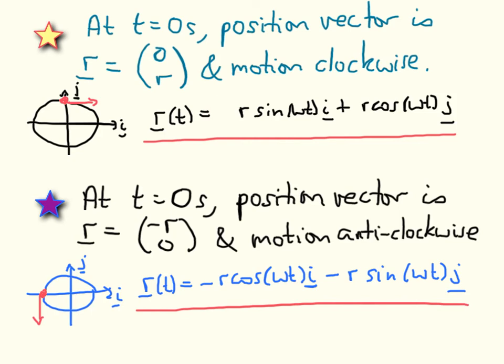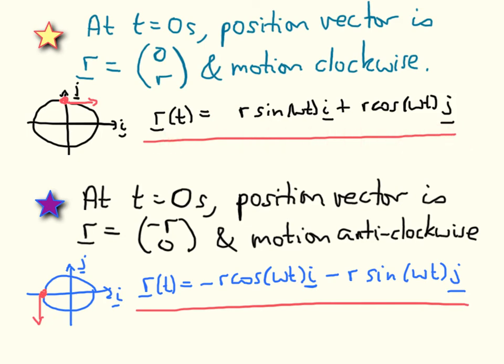Should this be plus or minus? Well, when you differentiate this, you're going to get omega r cos omega t multiplied by i, and you want the motion at t is naught to be parallel to the i-axis, so you want this to be positive, so we need this to be positive. So we could essentially write that straight down.